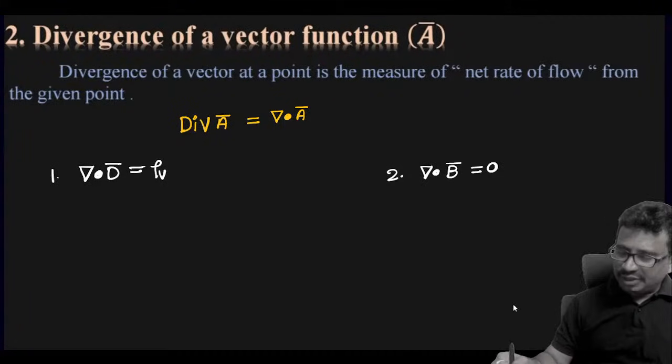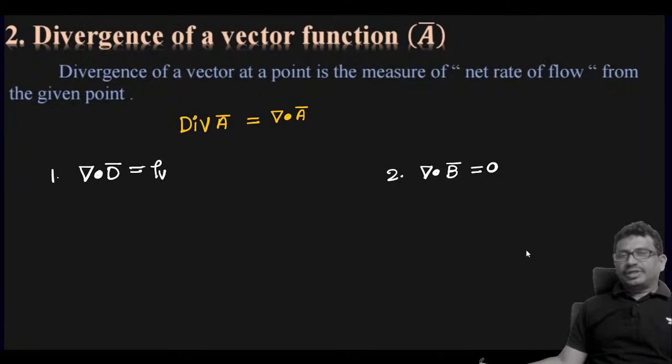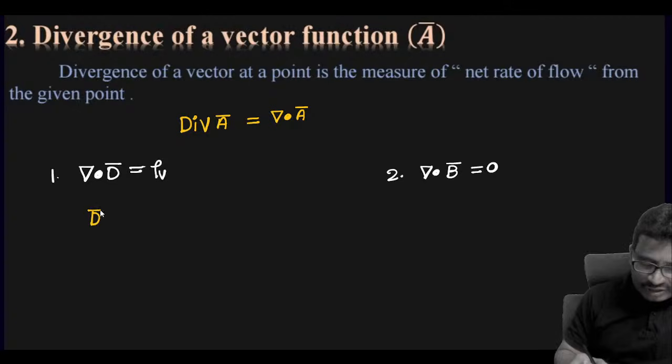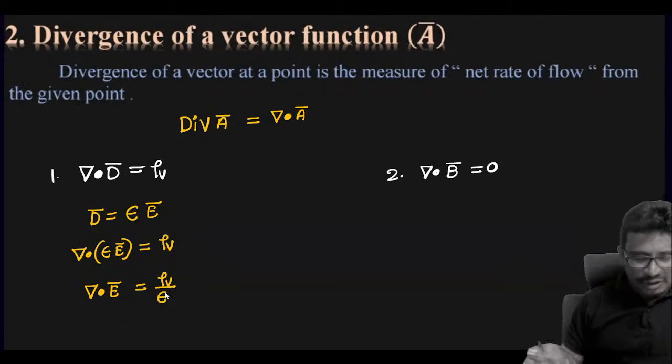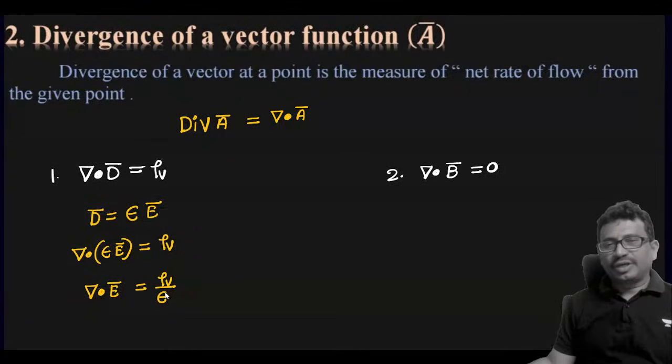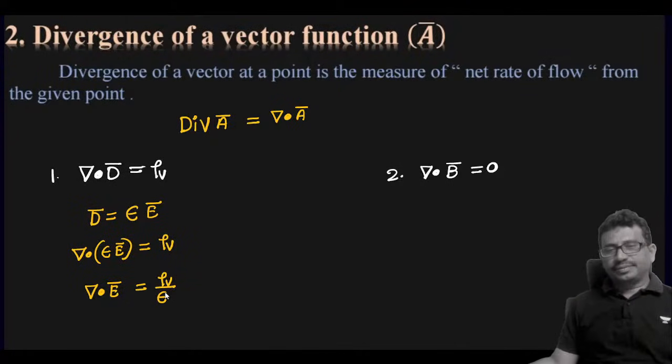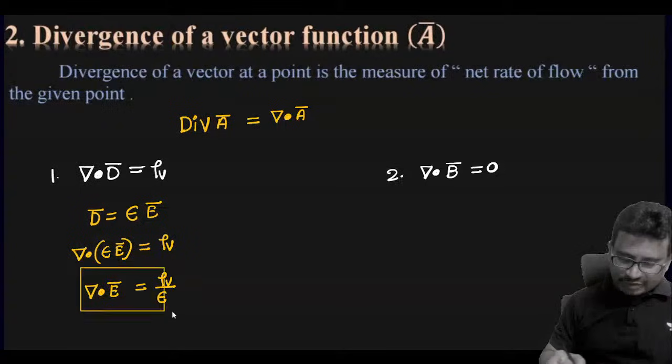Now have a look here. D is the electric flux density, which is given as D equal to epsilon E. If I place it here, it becomes del dot of epsilon into E, which is equal to rho V. Taking epsilon to the other side, it becomes del dot of E bar, which is equal to rho V by epsilon. Now this is one Maxwell's equation.